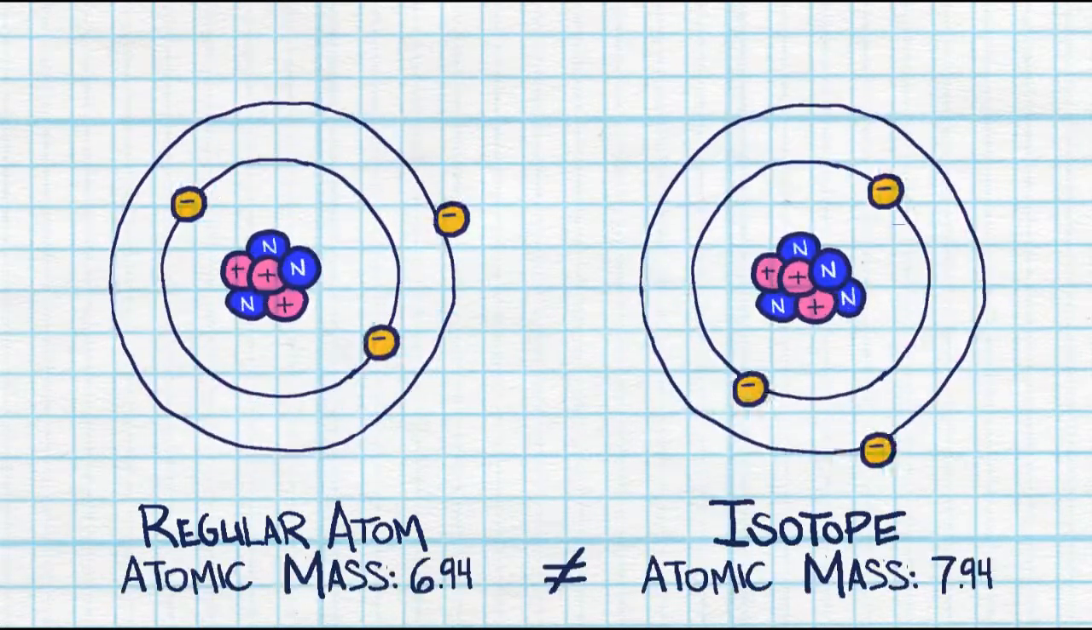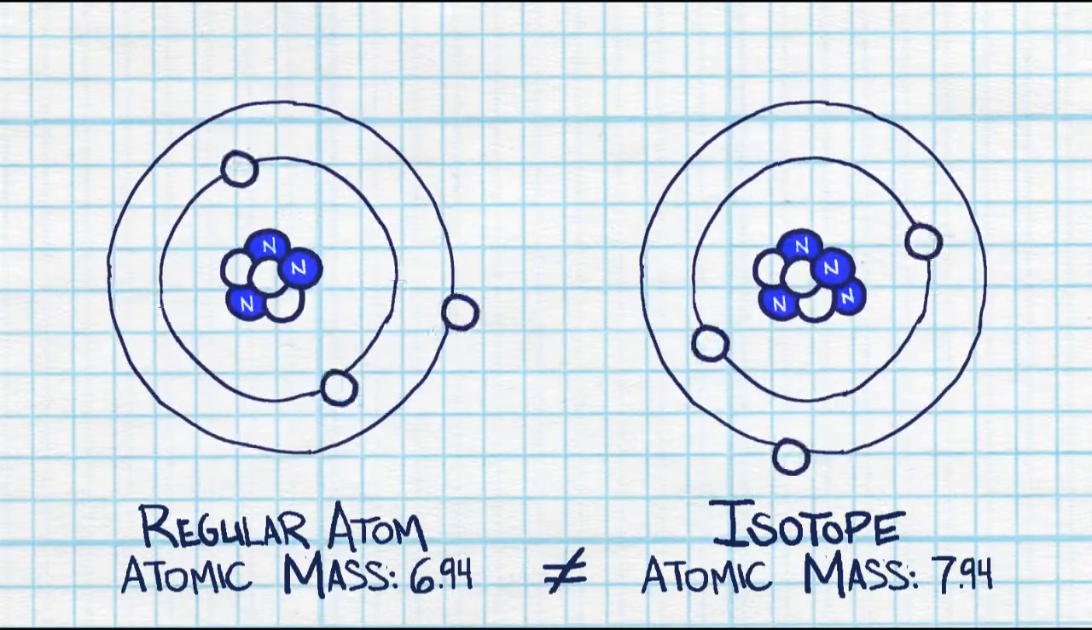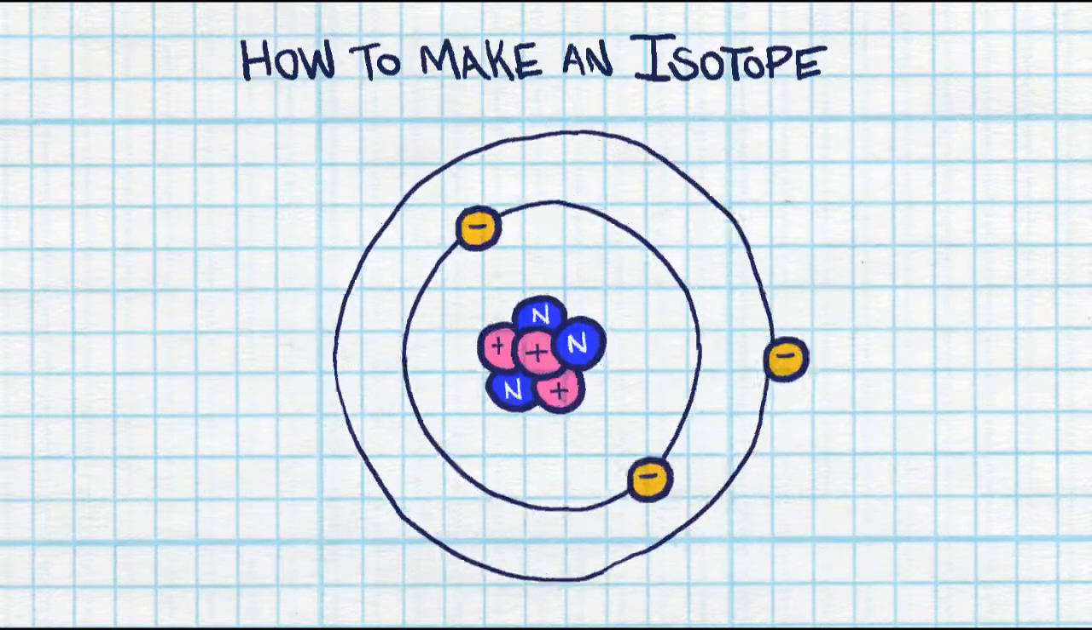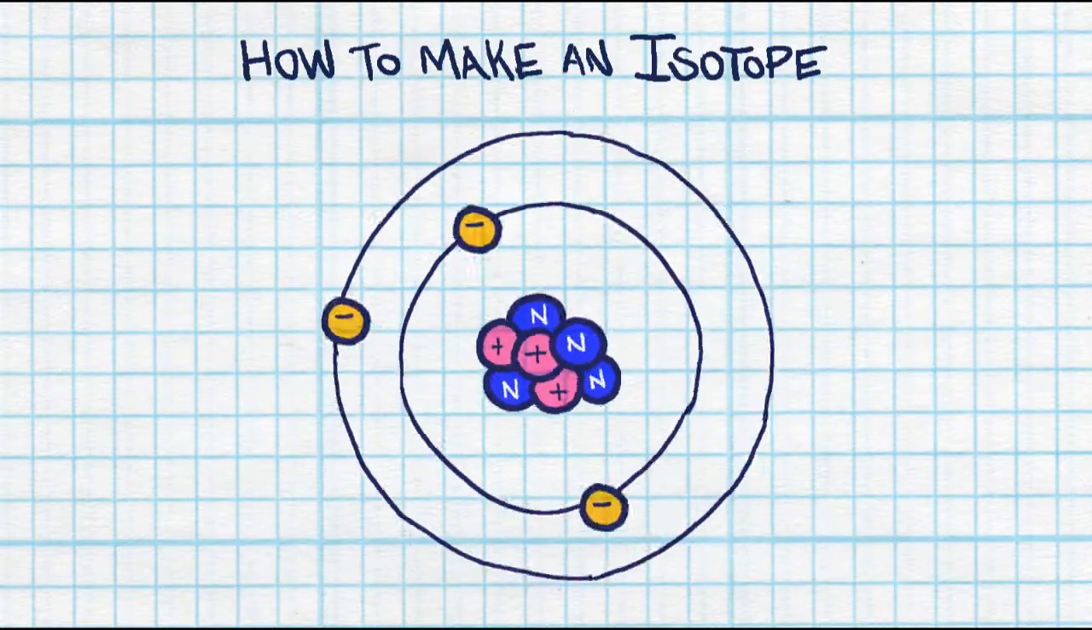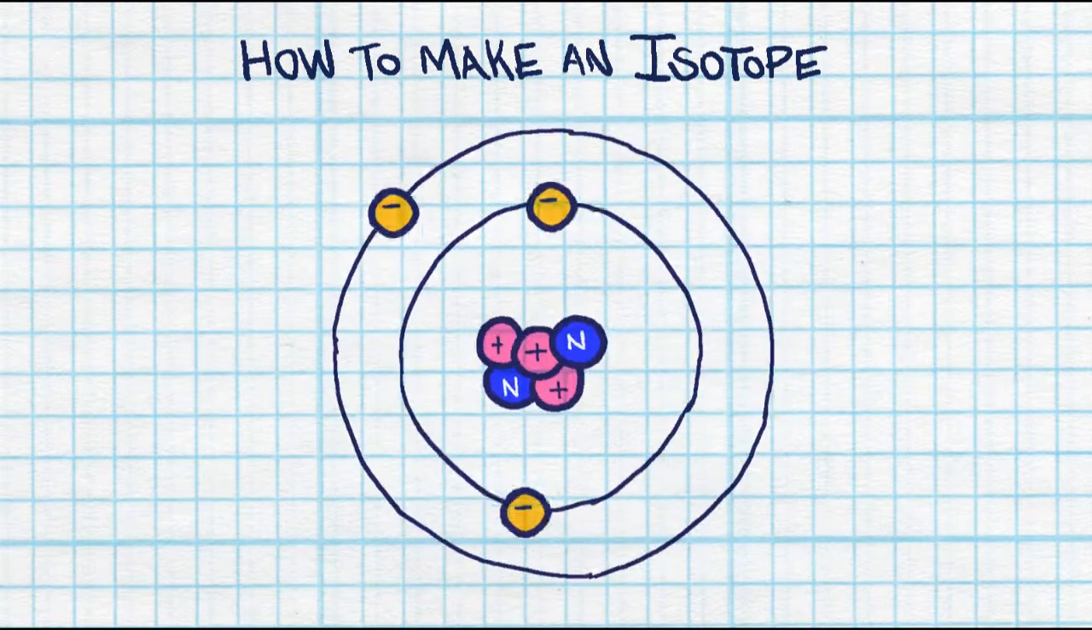Now, when you're looking at atoms, you can actually make an atom into an isotope, which means that it has a different atomic mass, or the number of protons does not equal the number of neutrons. So when you think isotope, think neutrons. Okay? If you're asked to make an isotope, you're either going to be adding extra neutrons or taking away neutrons so that the number of neutrons does not equal the number of protons.